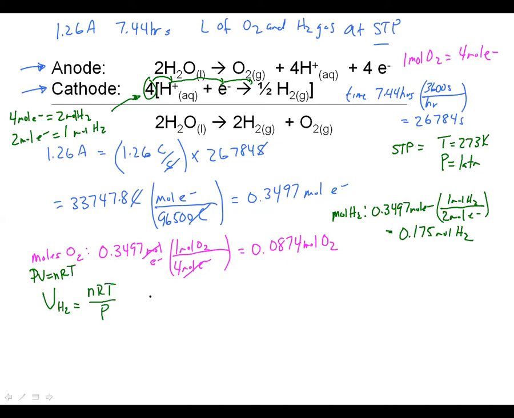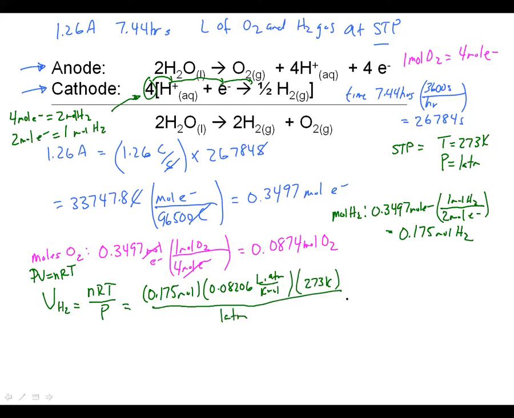Putting in our moles of hydrogen, which is 0.175. R is our gas constant. Remember, when you use it for the ideal gas law, it is this number, not the 8.314 number. And our temperature being 273 Kelvin, all divided by 1 atmosphere, which is our pressure. And if we do that, we end up with something like 3.92 liters of hydrogen gas that would be produced in this particular case.